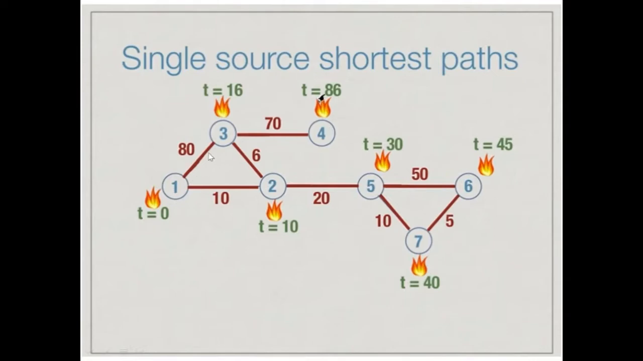To get from 1 to 3 will cost us around 16 if we follow the shortest path route. From 1 to 2 will cost us around 10. From 1 to 5 costs us around 30. From 1 to 7 costs us around 40. From 1 to 6 will cost us around 45. So in that way, your system will calculate the shortest path on the basis of the weights of the graphs. Okay.